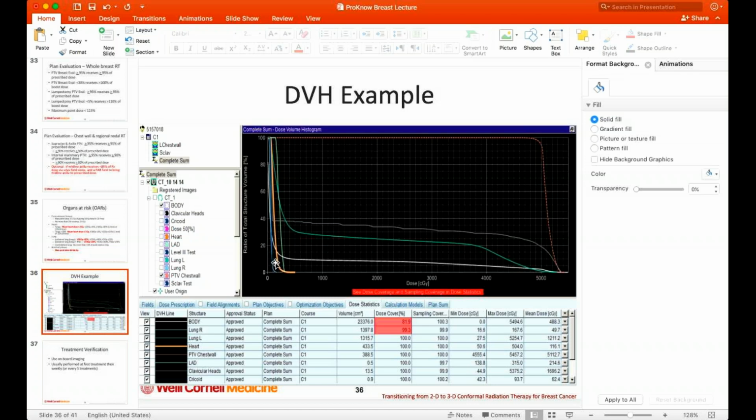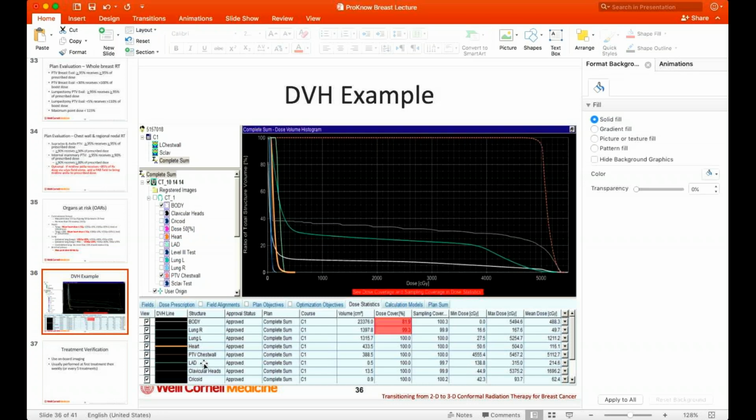You want to also make sure that your PTV of the chest wall, our dose was 50 gray. You want to make sure that 95% of that volume is getting at least 95% of the dose. So in this case, 95% is actually getting 100% of the dose. So that's quite acceptable.